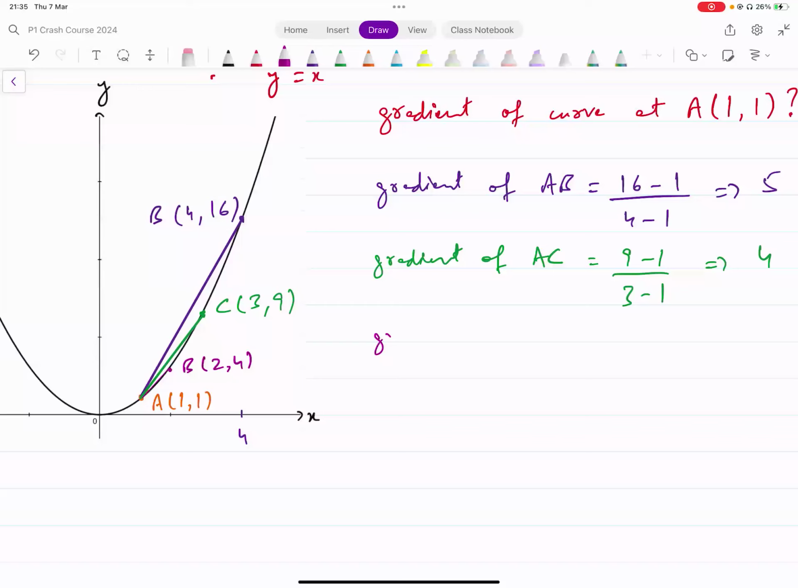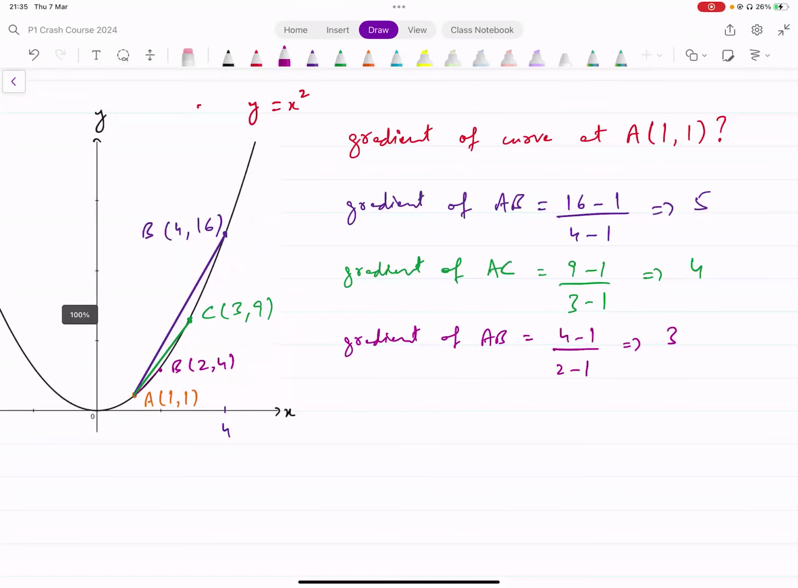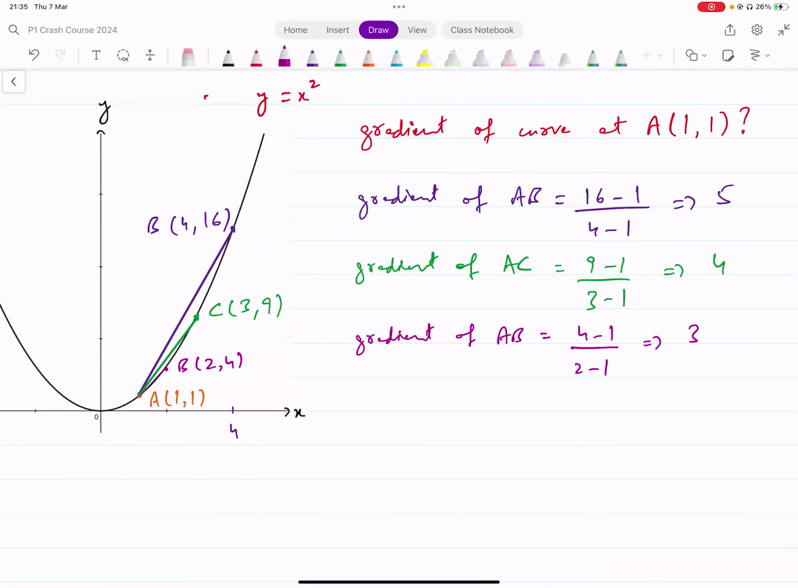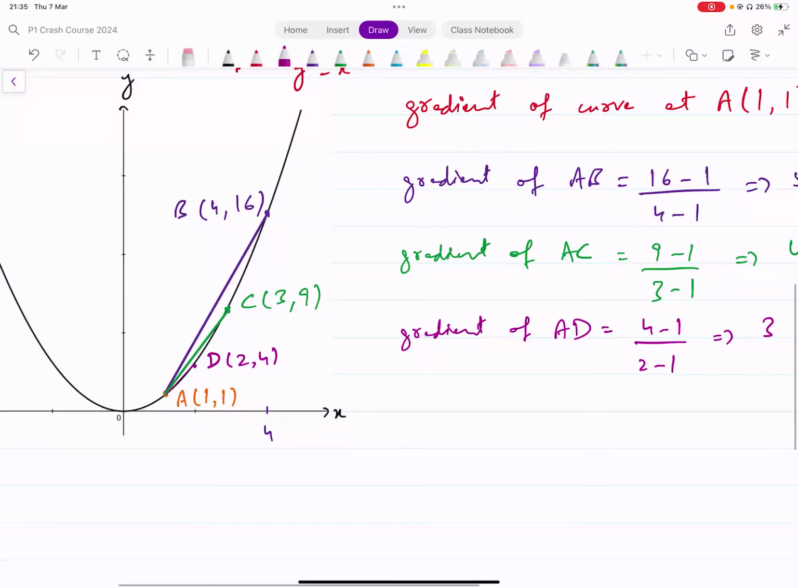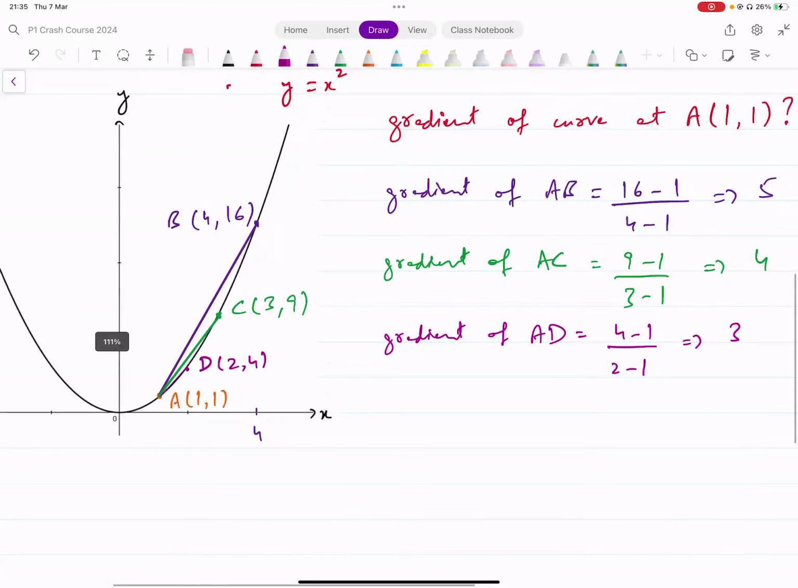Gradient of AB, let's see what that is. That will be 4 minus 1 divided by 2 minus 1 now. That's 3 over 1, which turns out to be 3. Again, we can say that this is better than before. It's even better than before. This value is going to be closer to the actual gradient of the curve at this point. And the idea is we keep making this point closer and closer. Let's call this point D instead. I'm sorry, because we've already used B above. Let's call this D. The gradient of AD is even closer to the gradient of the curve at that point.